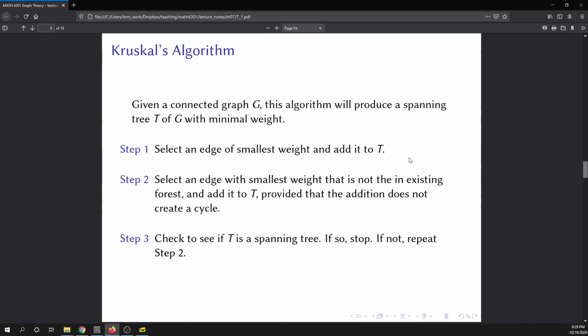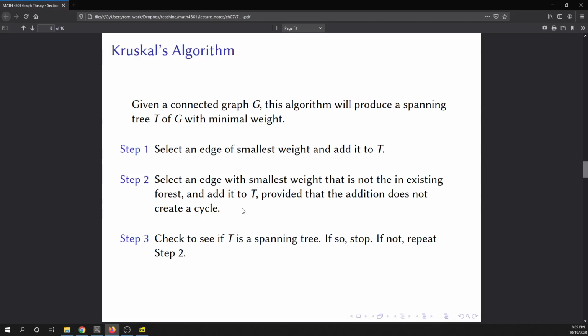One big difference between this algorithm and the one that we looked at previously is that there will be times in which this graph that we're growing won't be a tree at every stage. Sometimes it won't be connected. Okay, so it is a forest at every stage. It will not contain any cycle. All right, so we add the edge of smallest weight into T, and then we select an edge with the smallest weight that is not in the existing forest and add it to T, provided that the addition of that edge does not create a cycle.